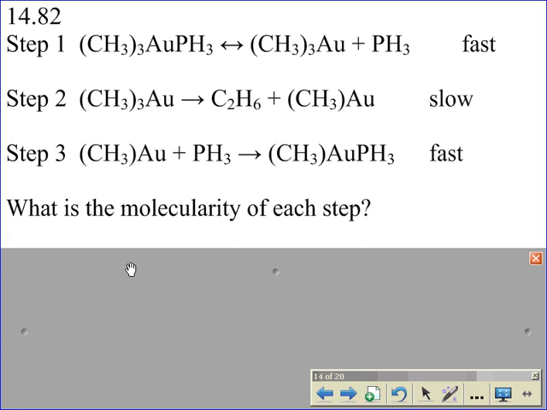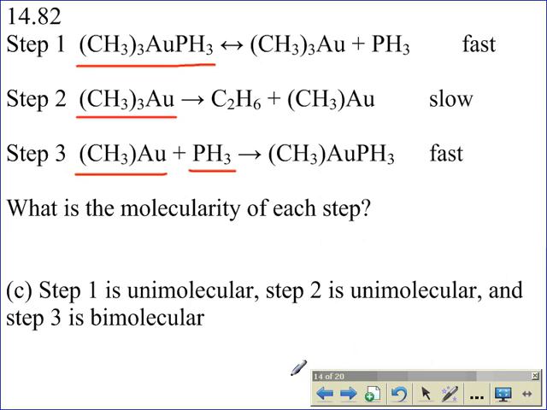The molecularity, remember, you can find that on page 535. And again, it's based on how many molecules are involved in each step as reactants. So only 1 molecule for the first one, that makes it unimolecular. Only 1 molecule for the second step, that makes it unimolecular. But 2 molecules for the final step, that makes it bimolecular. So step 1 and 2, unimolecular, and step 3, bimolecular.